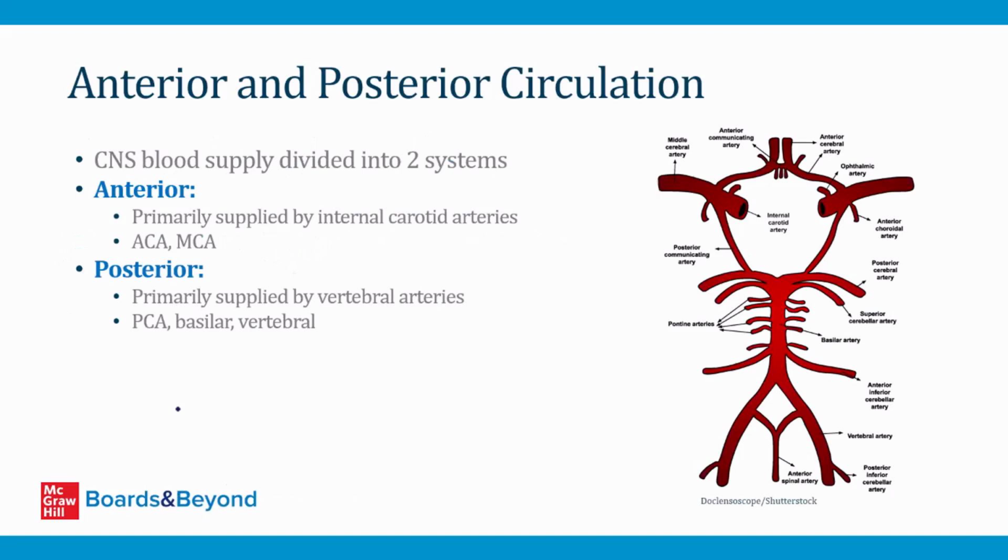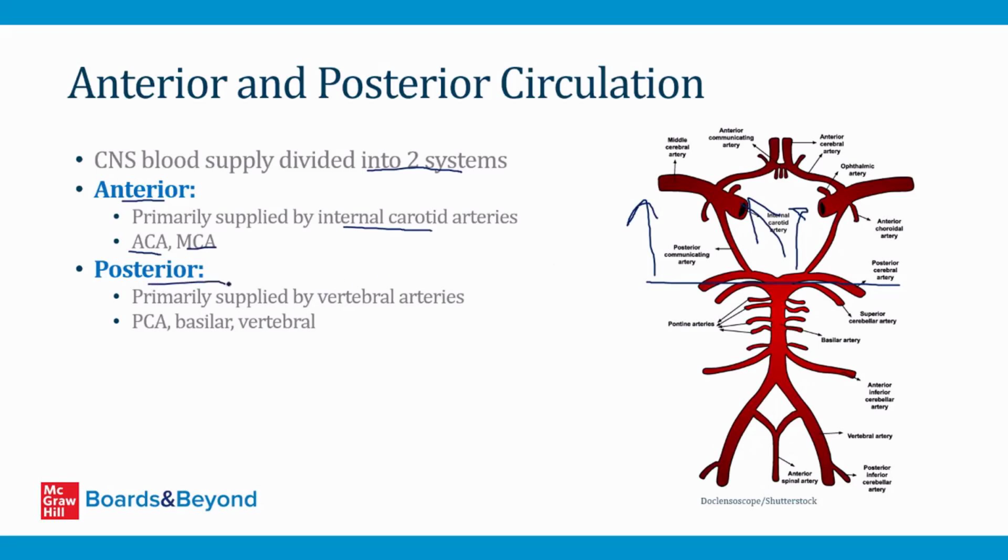So in the video on cerebral strokes, I talk about how the blood supply to the central nervous system is broadly divided into two systems. The anterior system is supplied by the internal carotid arteries, and the major vessels in the anterior system are the anterior cerebral artery and the middle cerebral artery, which supply major lobes of the brain. If you look at this drawing, which shows the circle of Willis, everything above this line is the anterior circulation. Most of the blood flow comes in here through the internal carotid arteries.